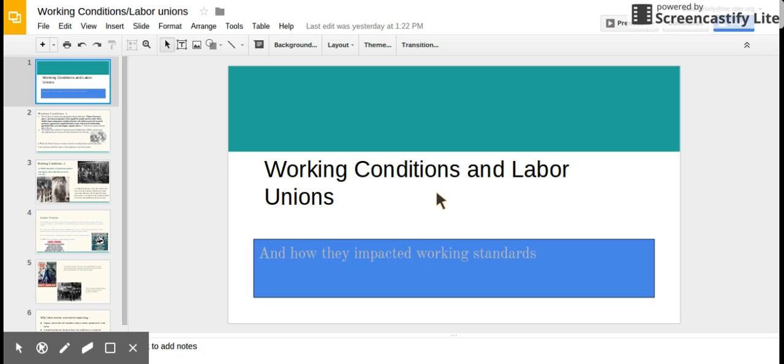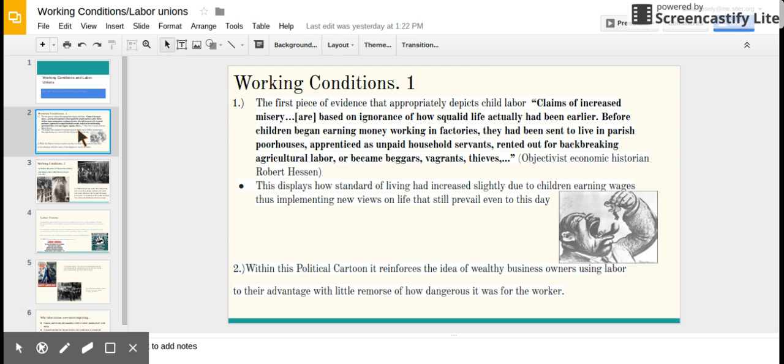Working conditions and labor unions and how they impacted working standards. During the Industrial Revolution, an increased use of factories caused child labor. Children were given a low wage, but were able to sustain life in different ways than they were previously, thus giving them a different outlook on life and a higher standard of living and quality of life.